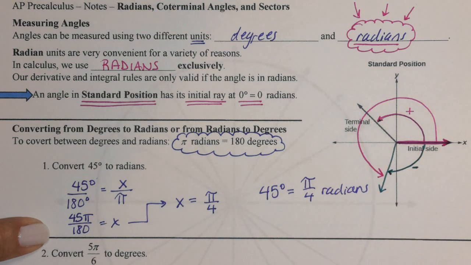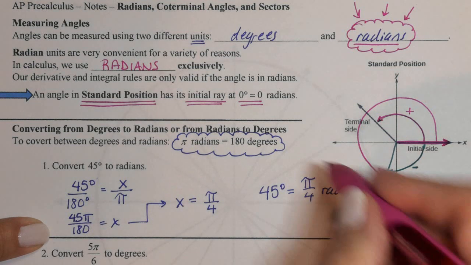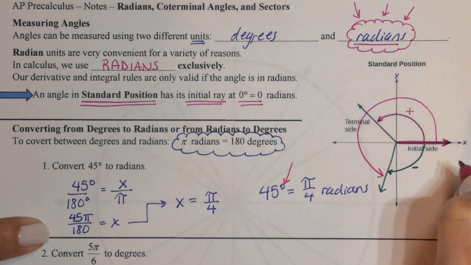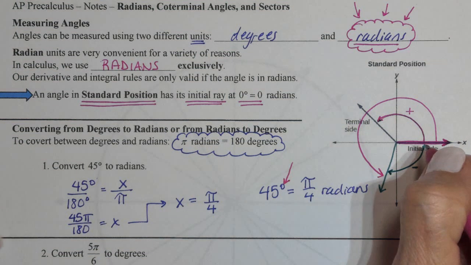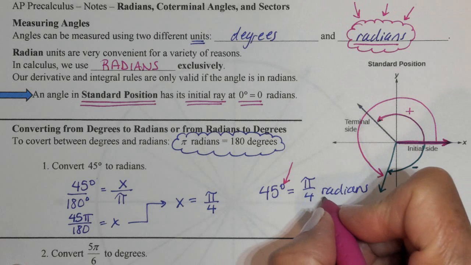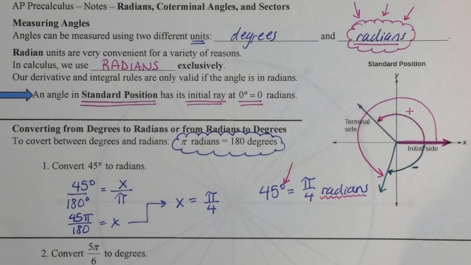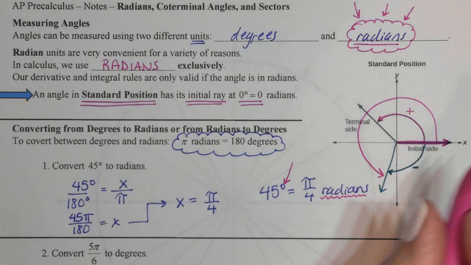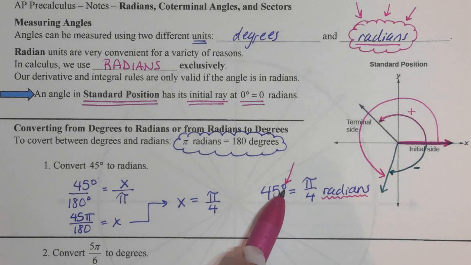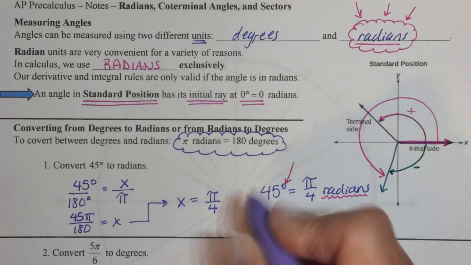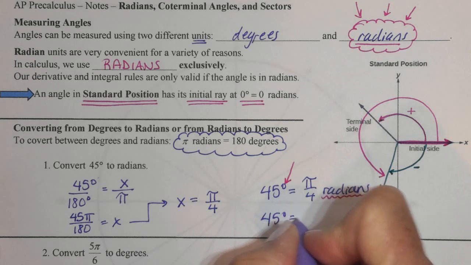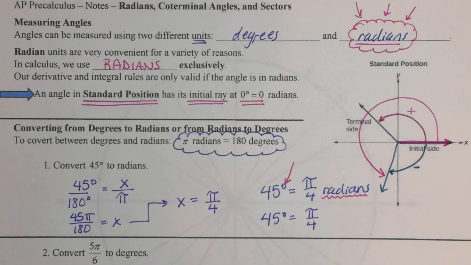Now I will tell you something. If you have a degree measure, you must write the degree symbol. If you have a radian measure, you do not have to write radians every time. There's no shortcut for the word radians. Okay, there's this little symbol for degrees, but there's no such symbol for radians. But what I can do is I can say 45 degrees is equal to pi over 4. I don't have to write the word radians, they are assumed.